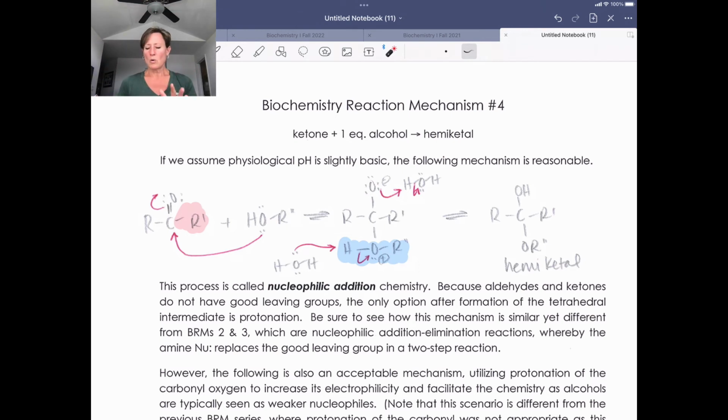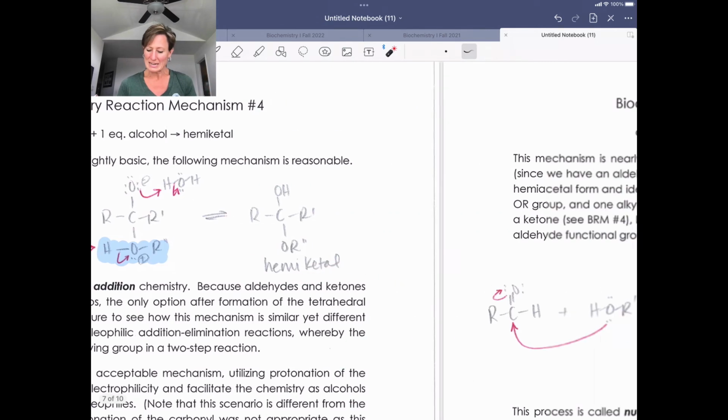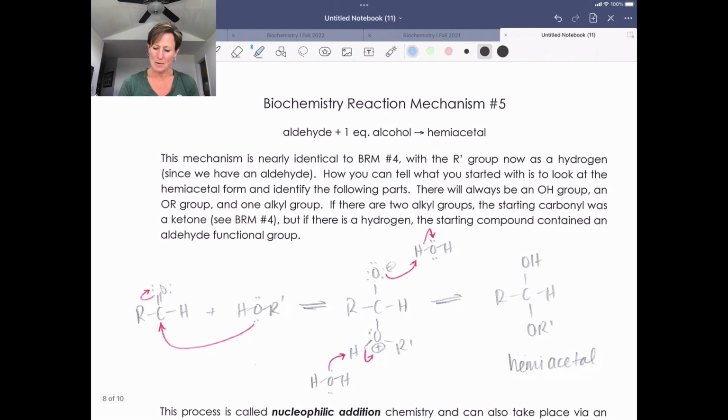Okay, so that's what we have when we don't have a good leaving group, and this forms what we call a hemiketal. Now, reaction mechanism 5 was pretty easy because all you had to do was swap out that bad leaving group that was a carbon for a bad leaving group that was a hydrogen. Mechanism looks exactly the same.